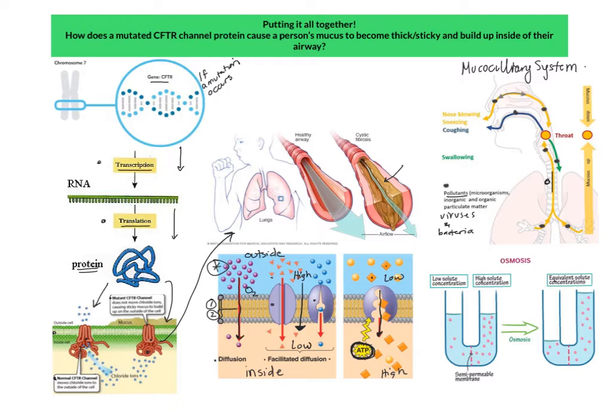When we think about CFTR, a CFTR channel falls under this category right here. The substance that it's helping move from high to low, look at these chloride ions, is within the airway cells. Chloride ions can move from high concentration to low through this channel protein, and that's facilitated diffusion.